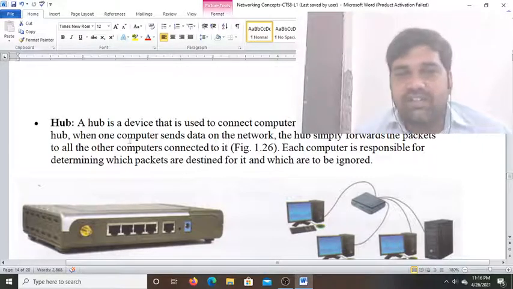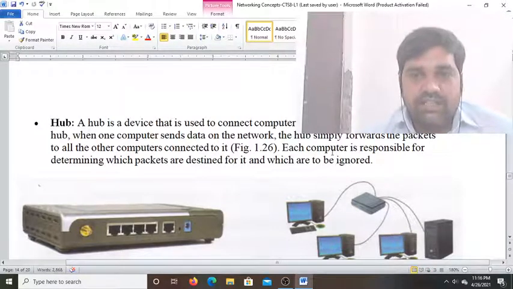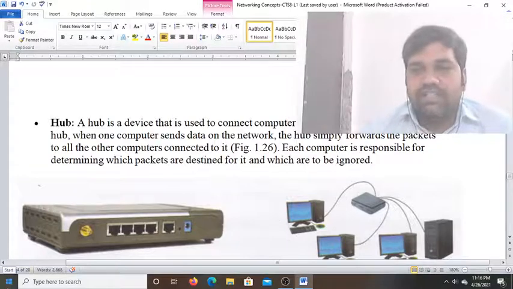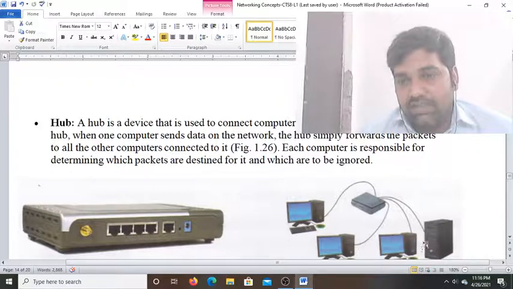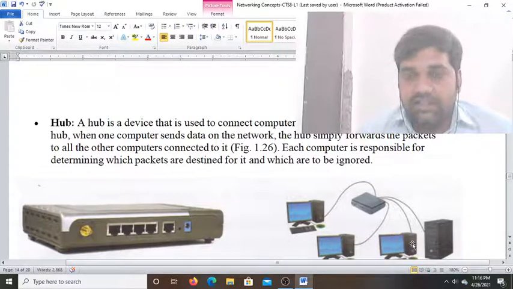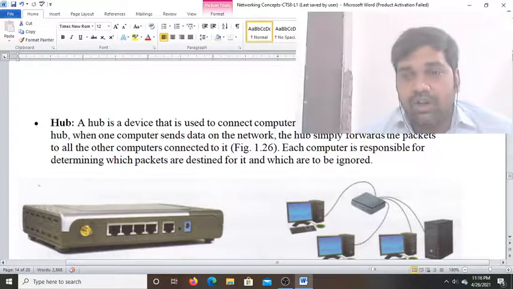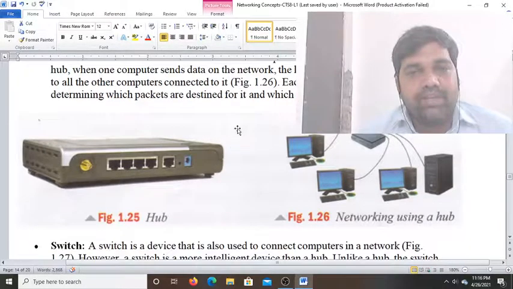So that is the disadvantage of the hub: it broadcasts to all the attached computers. Each computer is responsible for determining which packets are destined for it and which are to be ignored. By seeing the address on the packet, one computer will identify that this is for me and take it, and another computer will identify that this address is not for me, so it will reject that packet. But all the computers attached to the hub will get the data. That is the disadvantage: it broadcasts the packets to all the connected hardware.